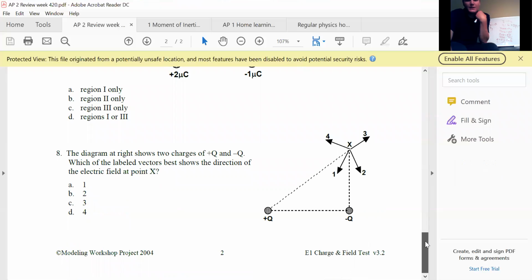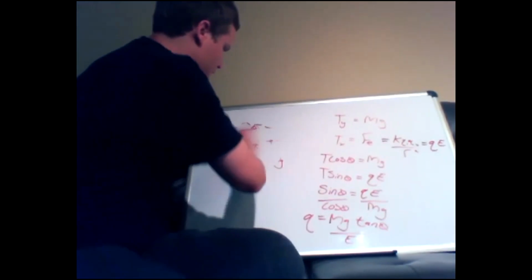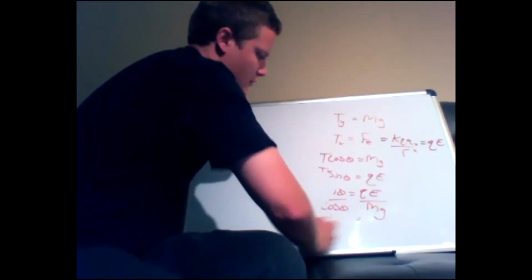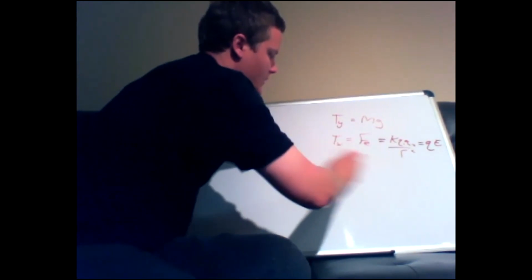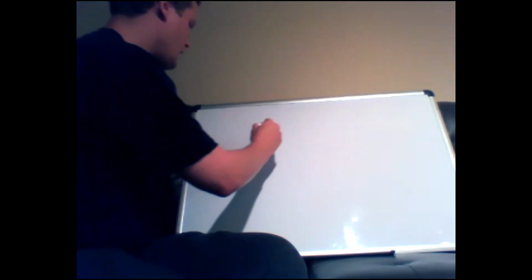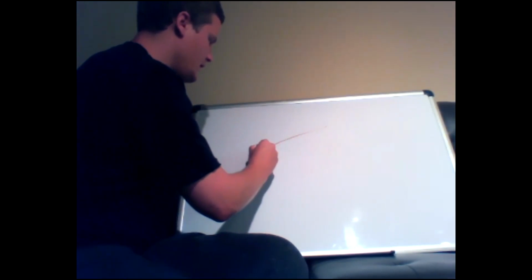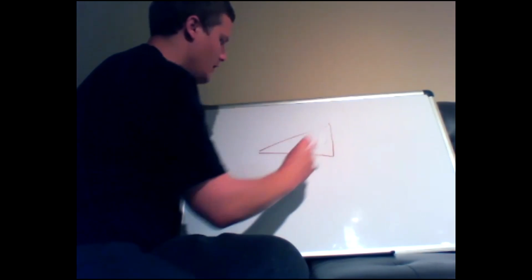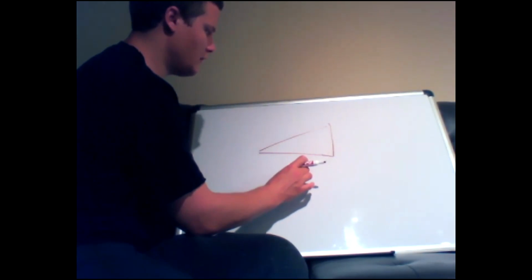All right, so number 8 says we have a diagram at the right showing two charges of +q and -q. Which of the labeled vectors best shows the direction of the electric field at point X? And so let me bring up my little board right here. At point X, we have two different charges. It wants to know what the electric field vector looks like at point X. Well, I'll try to draw this as best as I can, but these two sides right here are of equal length.